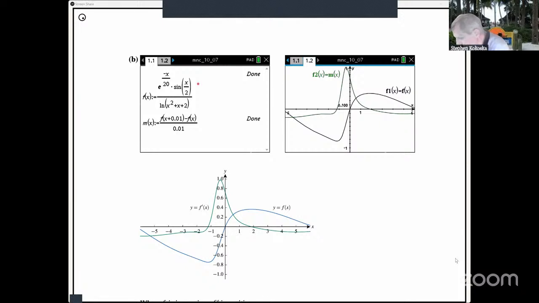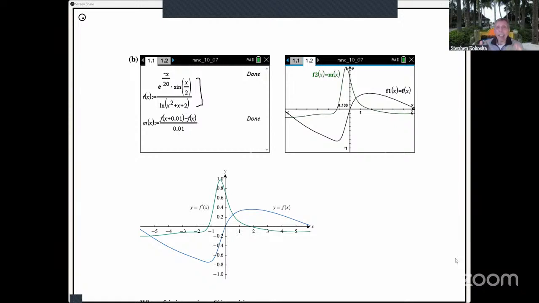So the very first thing I did here was I defined this function f of x. I hope you can see that on the screen. And then I defined a difference quotient function here to be f of x plus 0.01 minus f of x, divided by 0.01. So I took a specific small value of h. Why? Well, because as h gets closer and closer to 0, we expect this difference quotient to get closer and closer to that value, f prime of 1.